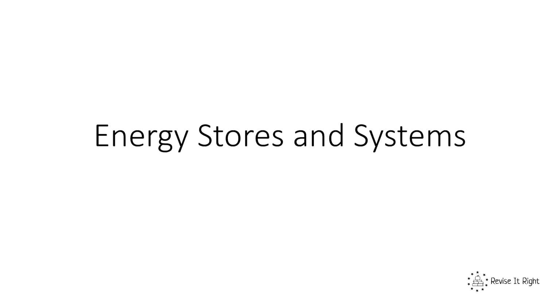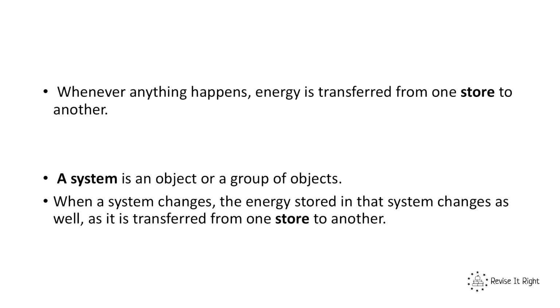This video is about energy stores and systems. Now, when anything happens, energy is transferred from one store to another. For example, if we think about a car that is not moving, that has some fuel which has chemical energy. When that car then goes to move, we're transferring that energy from the chemical store, from the fuel, to kinetic energy to get it to move.